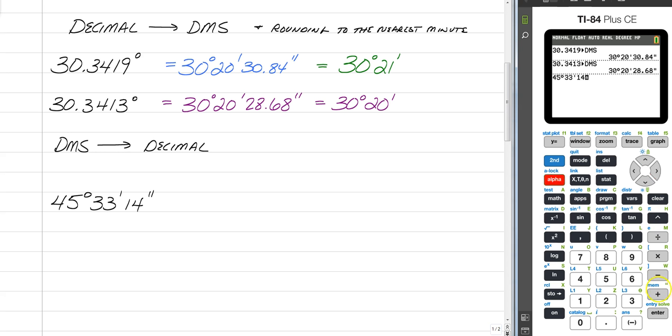Alpha plus. That's where the seconds are. I don't know why it's hiding over there, but it is. And then we can change that to a decimal. So the decimal representation of 45 degrees, 33 minutes, and 14 seconds is 45 point. And we usually round to 4 decimal places right now, so we're just going to do 5539.